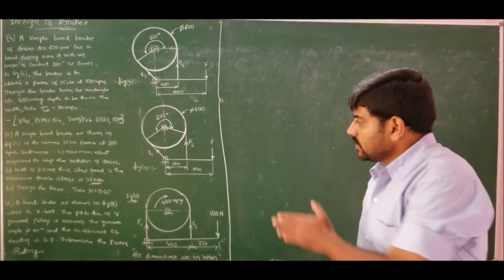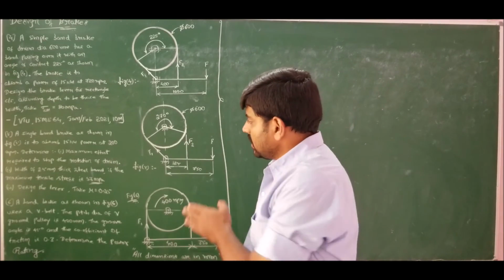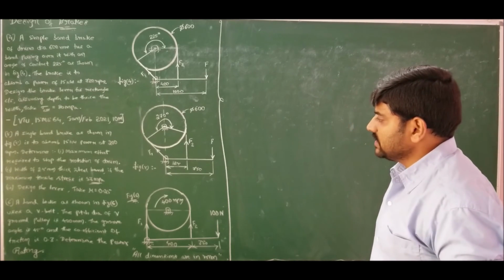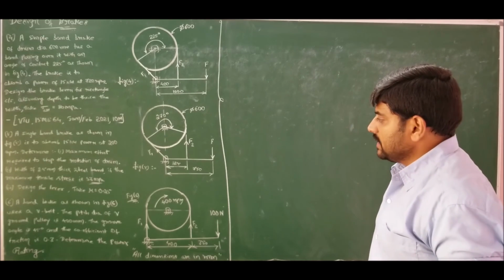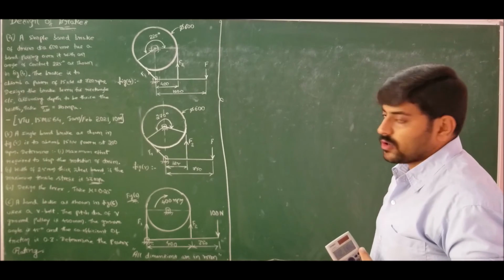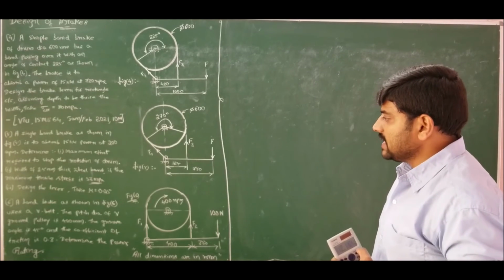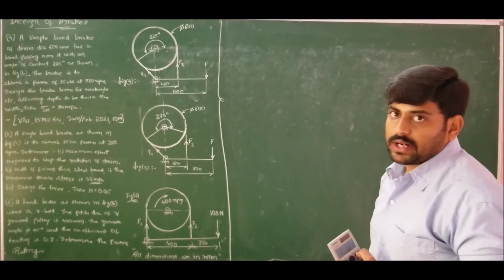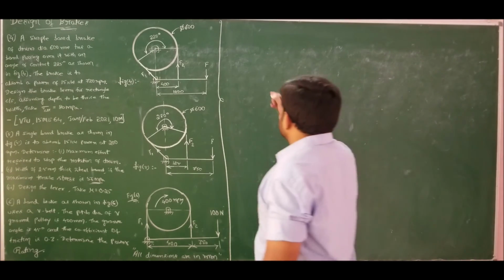Now moving ahead to solve the final problem of today's lecture, that is problem number 6, which states that a band brake as shown in figure 6 uses a V belt. The pitch diameter of the V groove pulley is 400 mm. The groove angle is 45 degrees and the coefficient of friction is 0.3. Determine the power rating. Let us solve this problem.